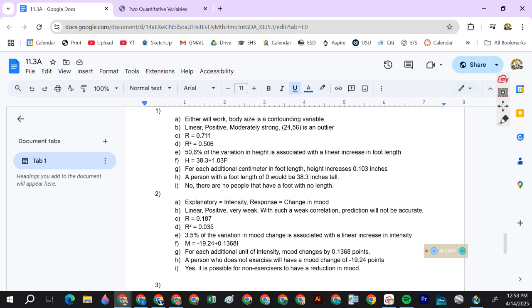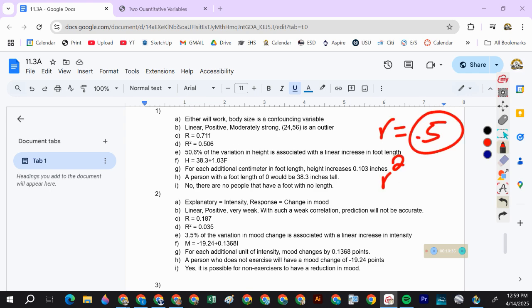Well, r ranges from -1 to 1. So r squared is going to range from 0 to 1. R squared is always positive. R squared does not care about direction, right? It just cares about the shape of the football. And if you have an r value of 0.5, is your r squared going to be bigger or smaller than that? Smaller. 0.5 times 0.5 is 25%.